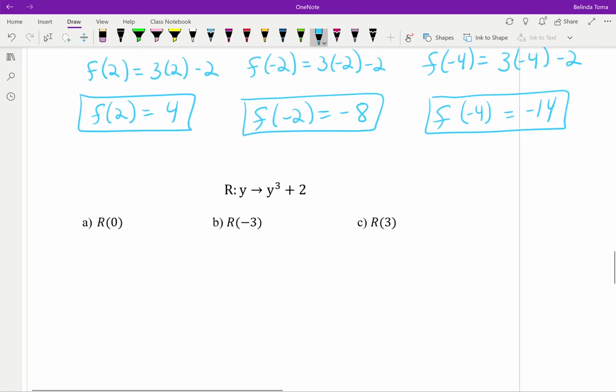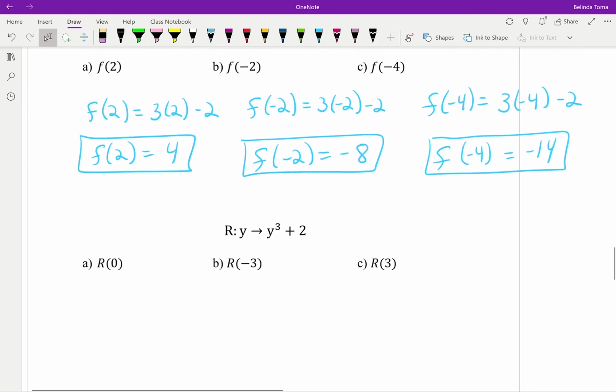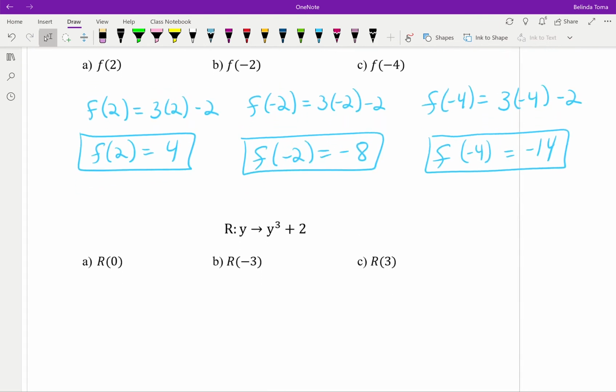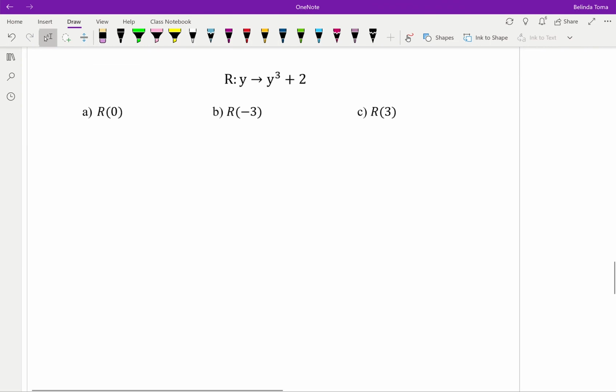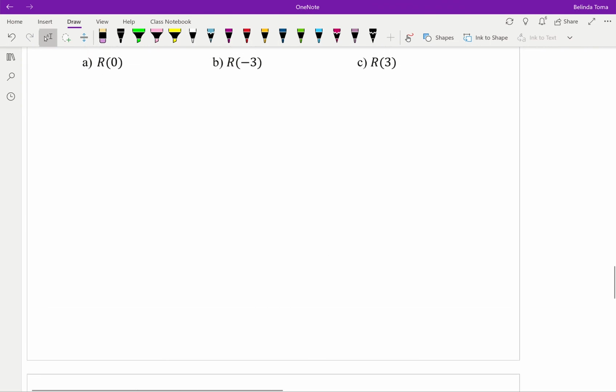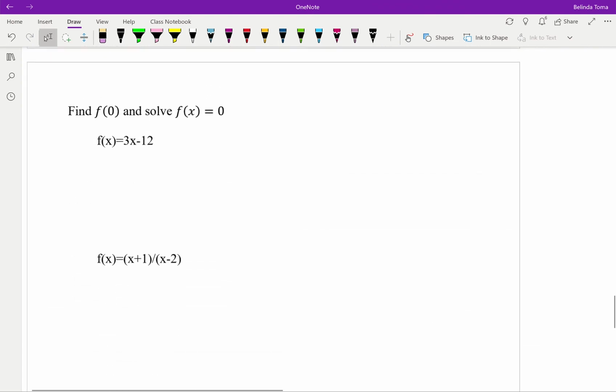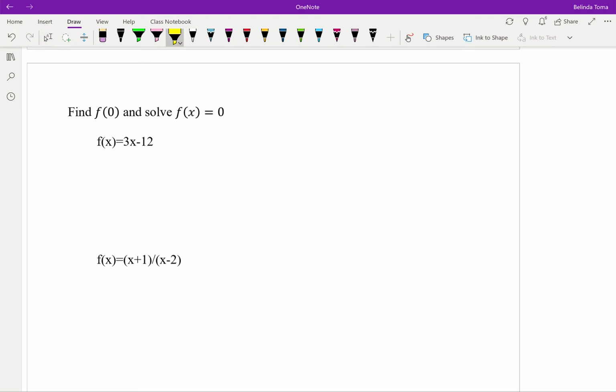So we're going to skip the next example that's just showing another type of function, but where we put in input and get out output or range values, so that we can talk about one last type of notation. So next we are going to find two different values. In the first part, we are going to find f of 0. And that means that we're putting in 0 for the x.